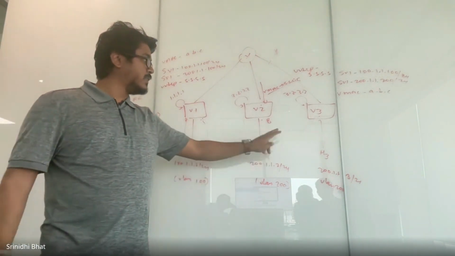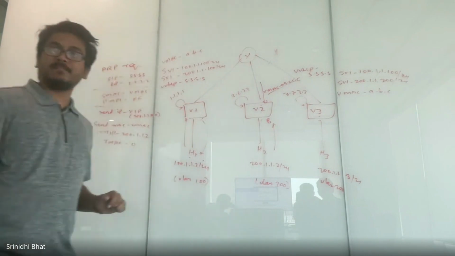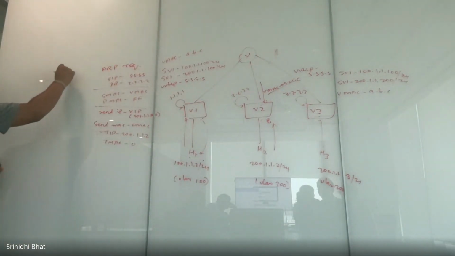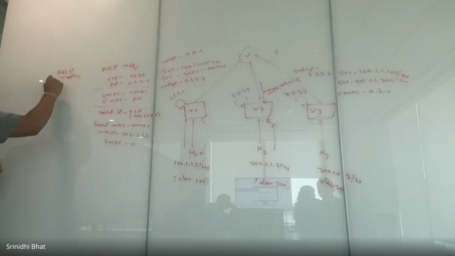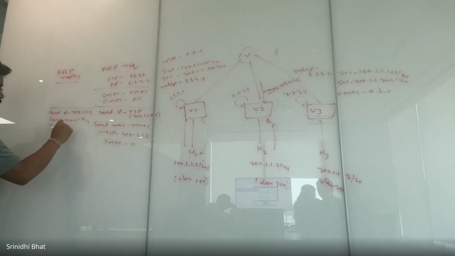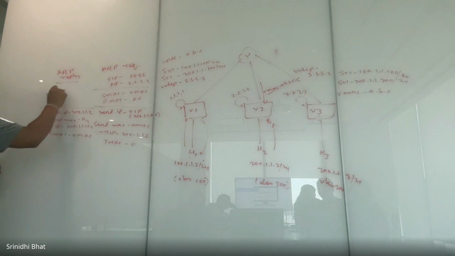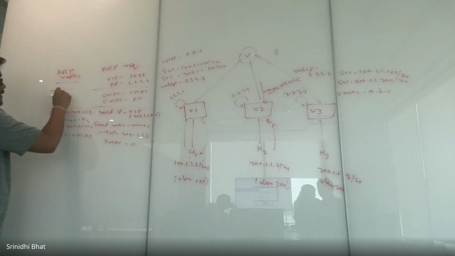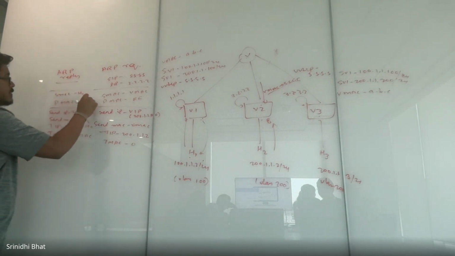ठीक है. H2 will send an ARP reply. क्लियर? ARP reply क्या होगा? बताओ जल्दी से. Sender IP is 200.112. Sender MAC will be H2. Target IP will be 200.100. Target MAC will be VMAC. तो क्या होगा? H2 source MAC will be H2, destination MAC VMAC. ठीक है.